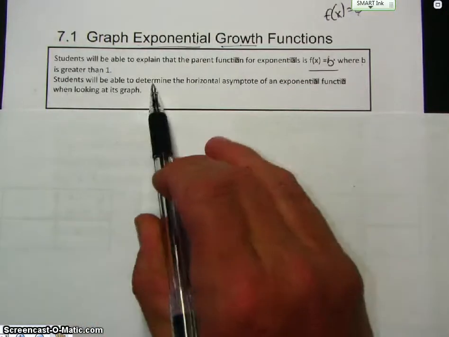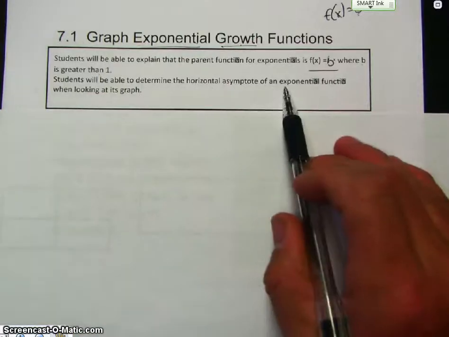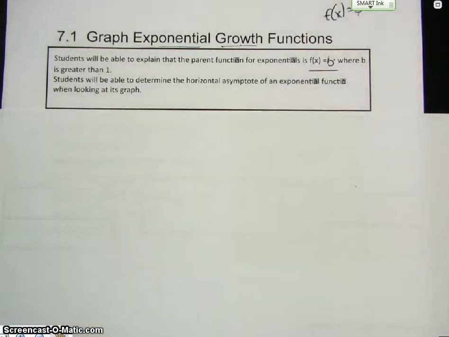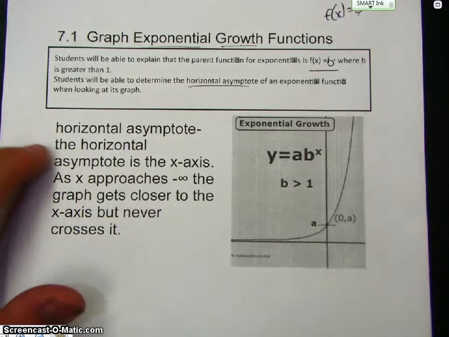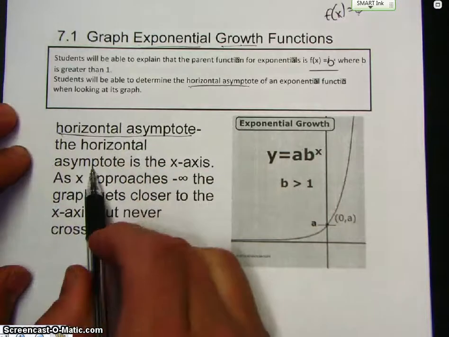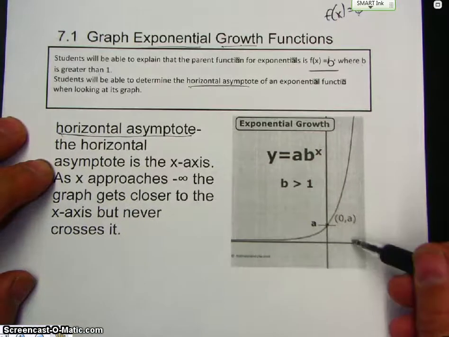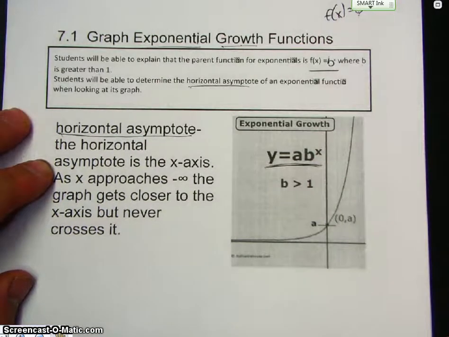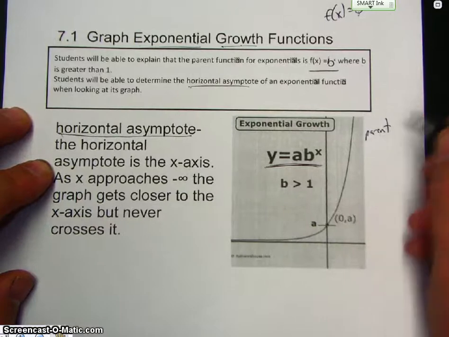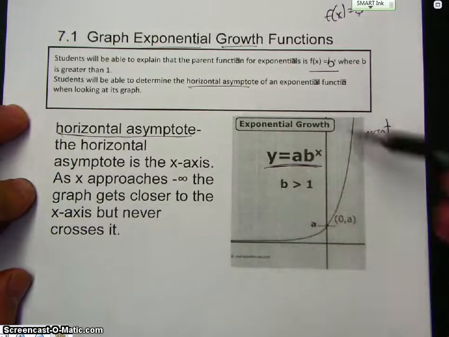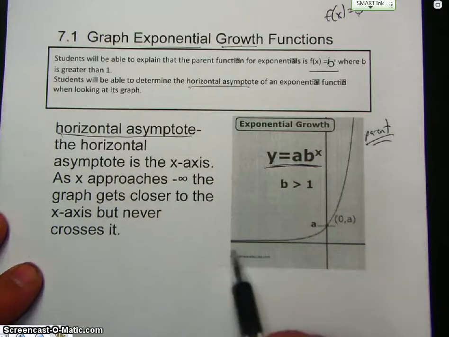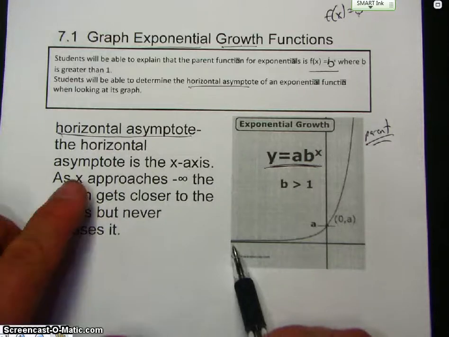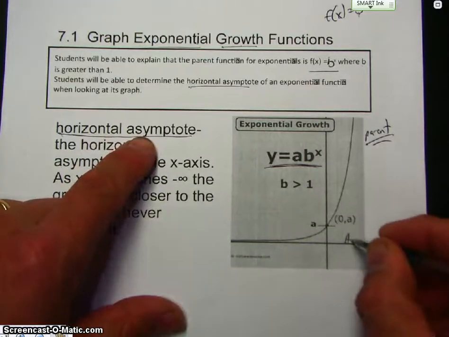Also, students will be able to determine the horizontal asymptote of an exponential function when looking at its graph. That's what we're going to talk about right now. What is a horizontal asymptote? The horizontal asymptote is the x-axis. In this case, for this function right here, the parent function, because all exponential functions are based off of this. You notice the x-axis right here is also now called the horizontal asymptote, HA.